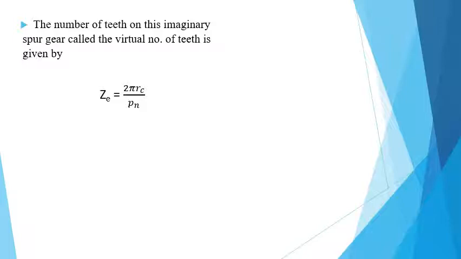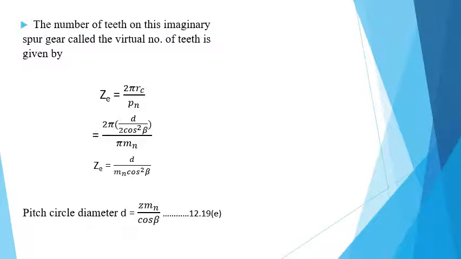We can find it out by using the equation 2 pi RC, where RC is the radius of curvature of that ellipse, divided by the normal pitch, that is Pn. If we substitute for the 2 pi into RC expression, what we have got is d divided by 2 cos square beta. The normal pitch can be given by pi into the normal module, so Pn is given by pi into Mn. If we simplify this, we will get Ze is equal to d divided by Mn into cos square beta.